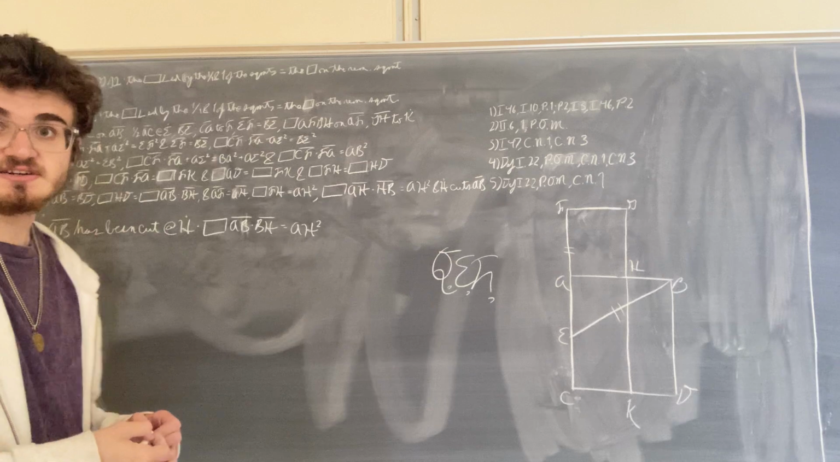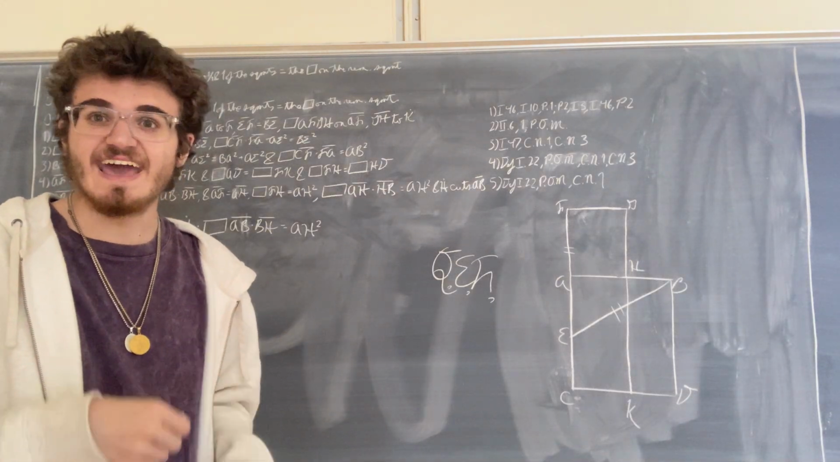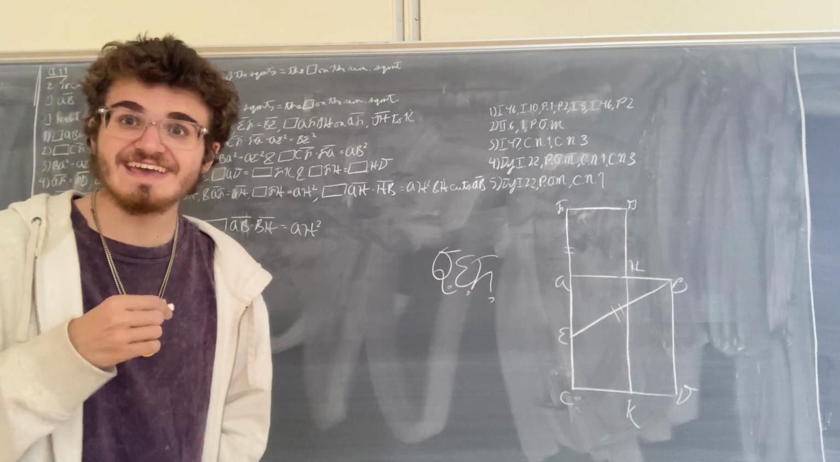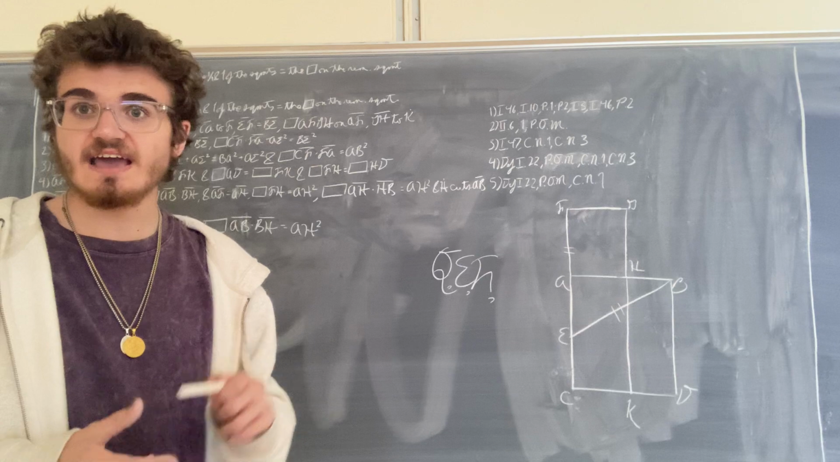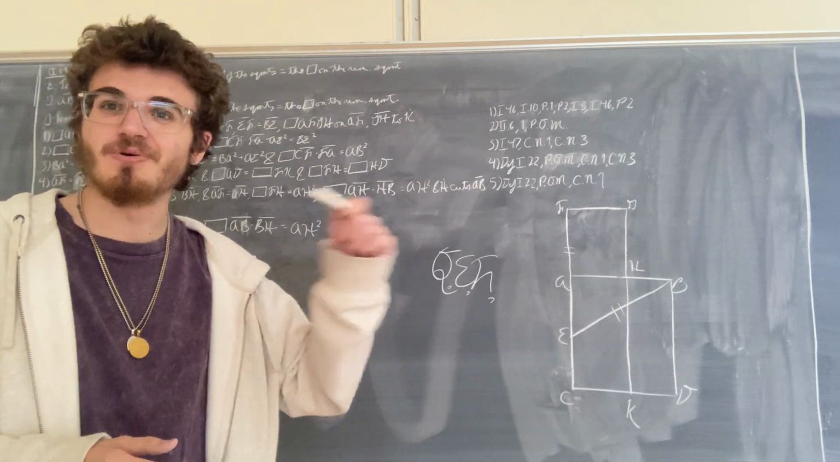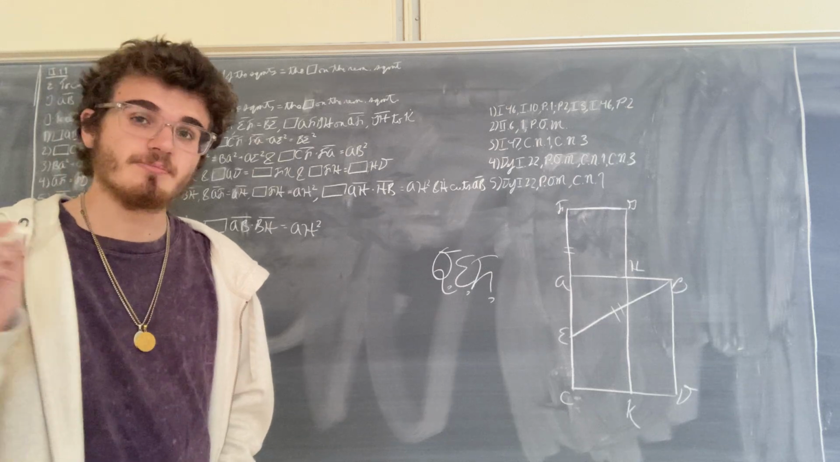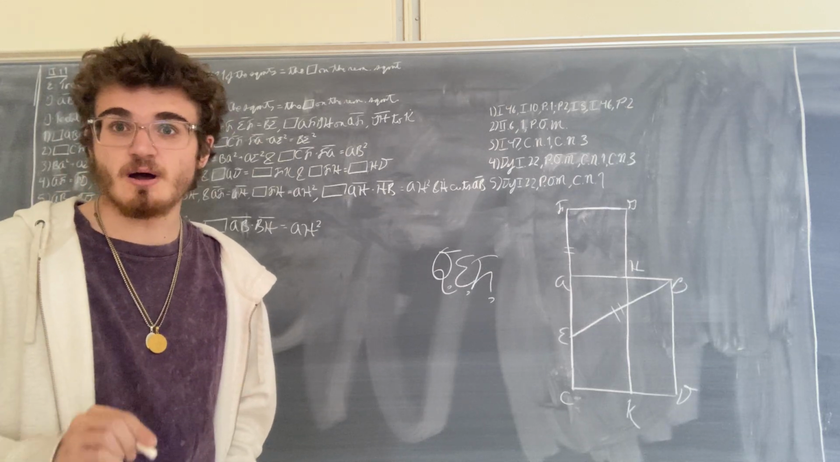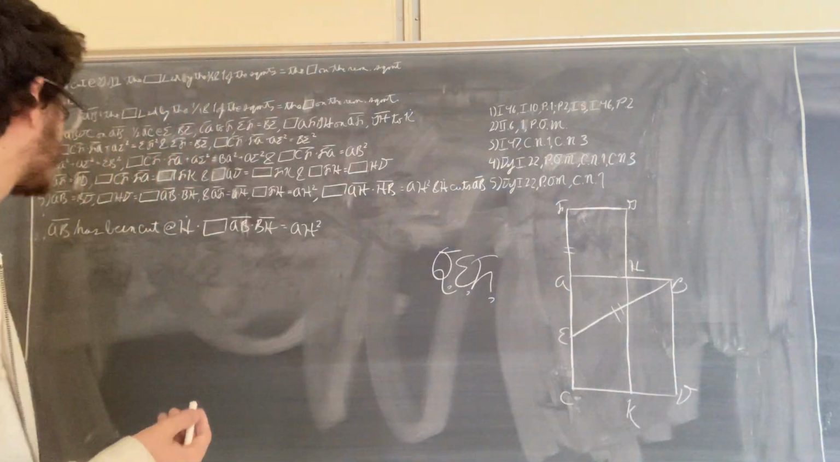Now, by proposition 26, which states that if a straight line be bisected and a straight line be added to it in a straight line, the rectangle contained by the whole plus the added straight line and the added straight line, plus the square on the half, will equal the square on the half plus the added straight line.